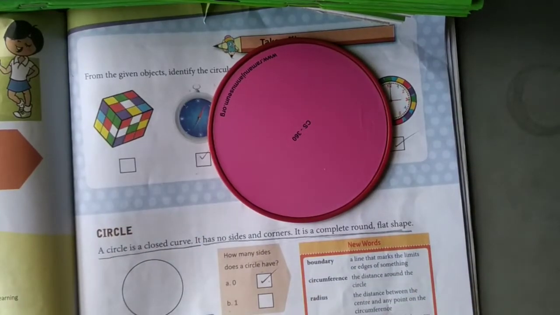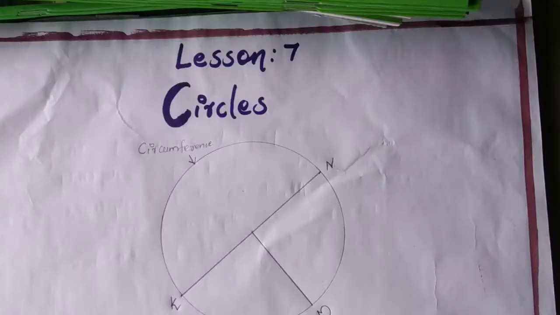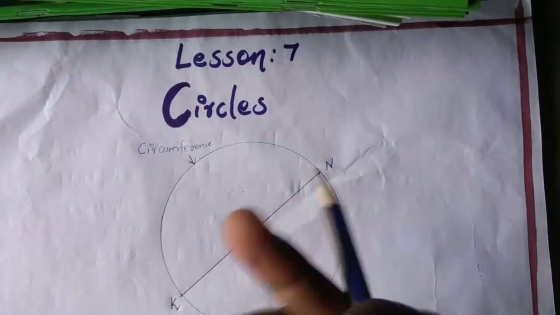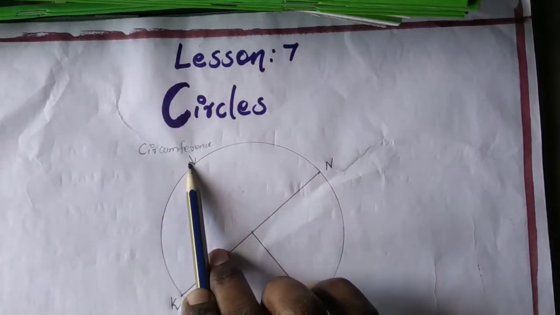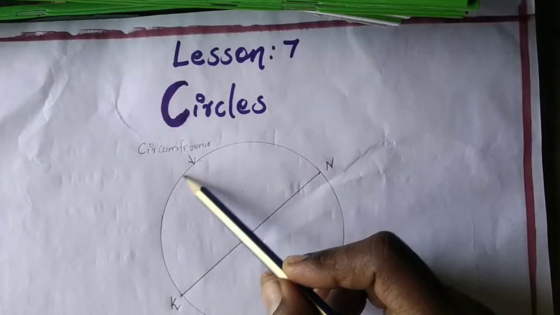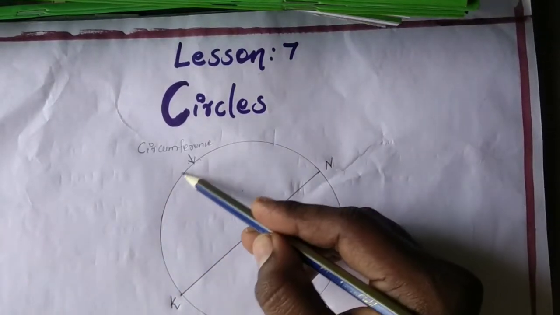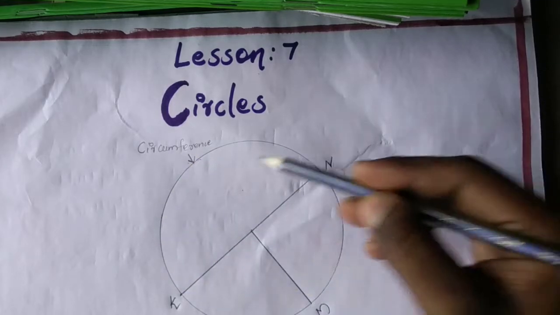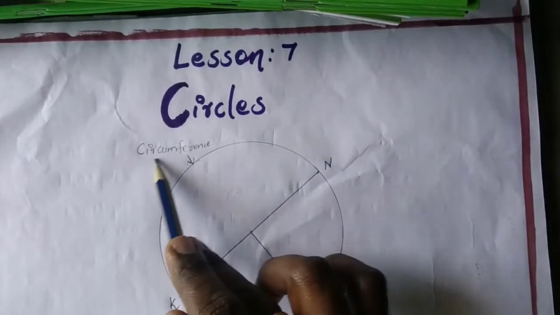We are going to see some of the important terms used in a circle. Here we have one circle. Now we are going to see each term. The first term is circumference. What does circumference mean? The length of the boundary of a circle is called the circumference. This border is there, isn't it? This boundary length is called the circumference.